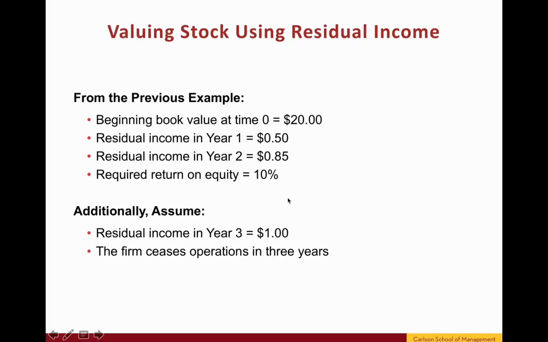Continuing on with this example, I'm seeing that my value for my stock over the next 3 years is going to be a component of the 3 metrics that I just calculated. So we had a beginning book value of $20. We had residual income in year 1 of 50 cents and residual income in year 2 of 85 cents. And we have a required return on equity of 10%.